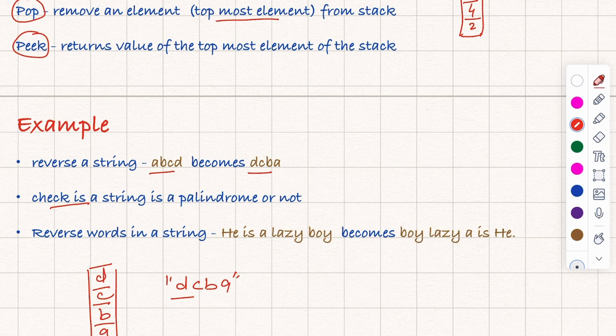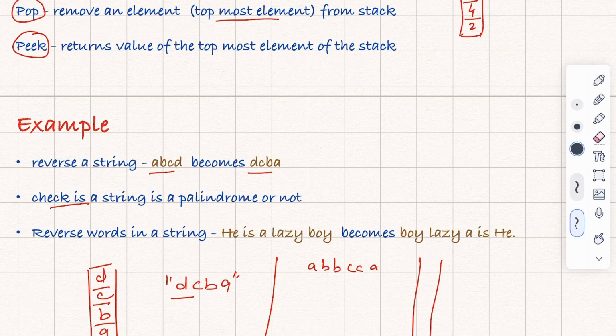So let's take an example. Let's say our string is A, B, B, C, C, A. Let's make it a little clearer. So A, right? So what will happen if we insert this into, no, sorry, actually this is not a good example.